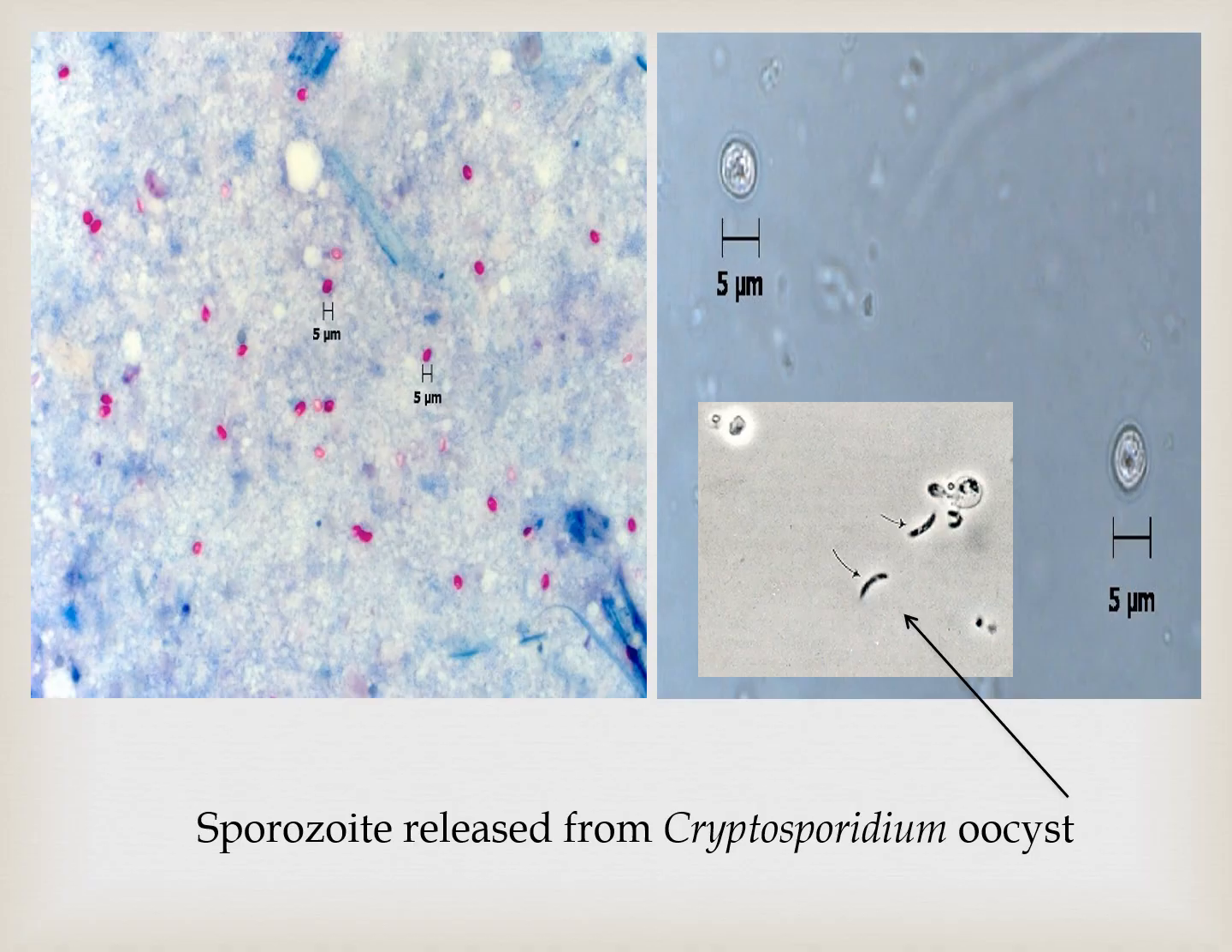So here's a nice picture of an acid-fast stain on the left, and you can see that all those red dots are acid-fast organisms, which are the Cryptosporidium oocysts. They're about 5 microns long. On the right-hand side, what we have is the oocyst released from a sporozoite, and that would be Cryptosporidium on the right as well.